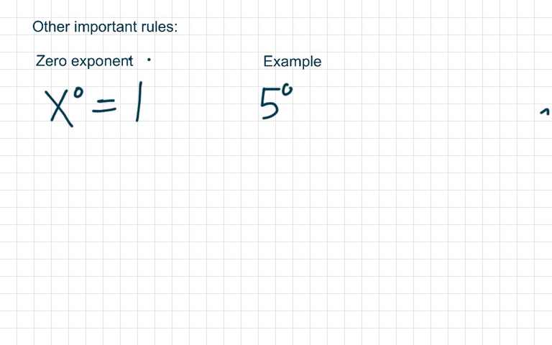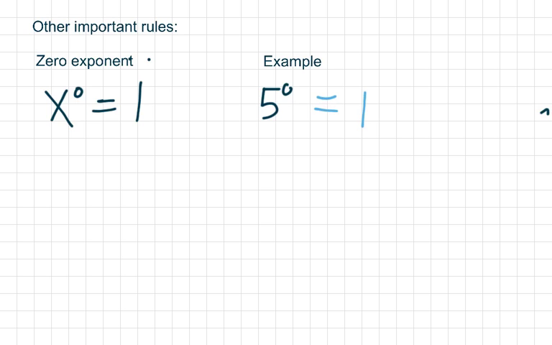Okay, and now any time that we have a base with an exponent 0, it's always going to be equal to 1. It doesn't matter what the base is, it's going to be equal to 1. So 5 to the 0 is just going to be equal to 1.